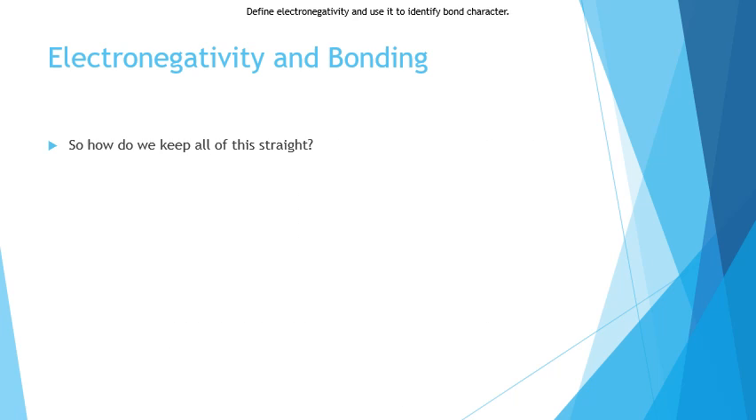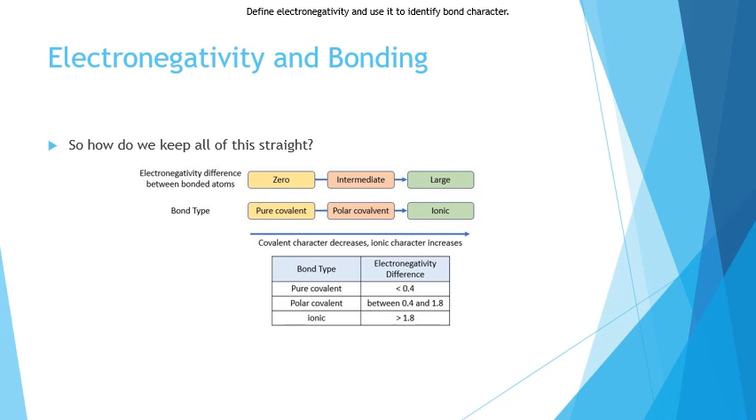So how do we keep all this straight? Ionic, covalent, polar covalent, differences in electronegativity. Well, here's a simple schematic to help us understand this stuff. A couple things we're looking at here. At the top here, we just have some words to describe the differences in electronegativity between bonded atoms, where there's zero electronegativity difference, an intermediate difference, or a large difference. And then the type of bond, or what we call the bond character, to go along with it.